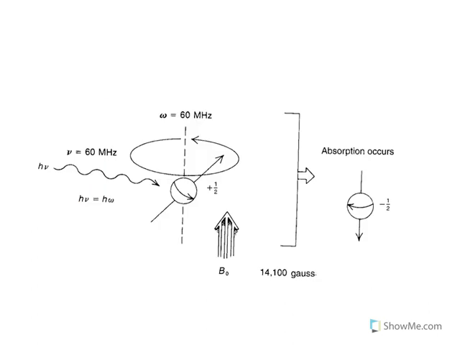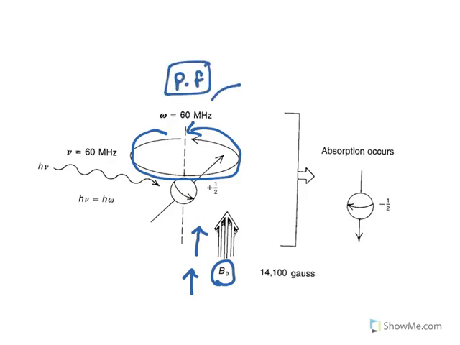Now, moving further, putting it in simple words, B naught is the external magnetic field applied. When the external magnetic field is applied, the proton will align in the direction of this external field. This orbit is known as the precessional orbit, and the frequency of rotation is known as the precessional frequency. So it will be rotating at 60 million hertz. Remember, when you apply an external field of 14,000 gauss, it will have a frequency of 60 million hertz.